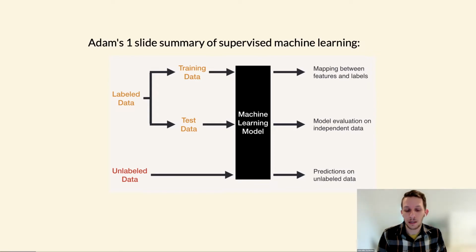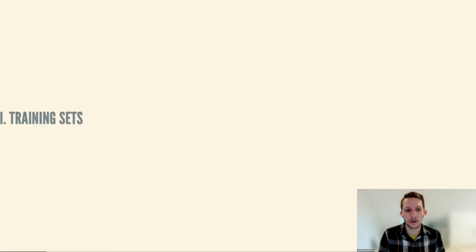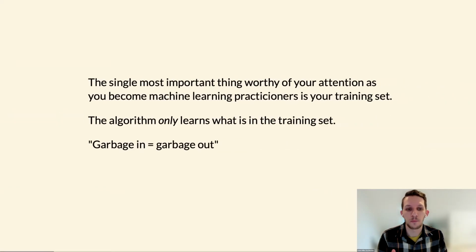So it's the training, and understanding how we optimize the model itself, that takes most of the user's time. I want to talk a little bit now about training sets, which I've mentioned previously are very difficult to build in astronomy. I said this before, I'm going to repeat it now. The single most important thing worthy of your attention as you start to think about how to build machine learning models is your training set.